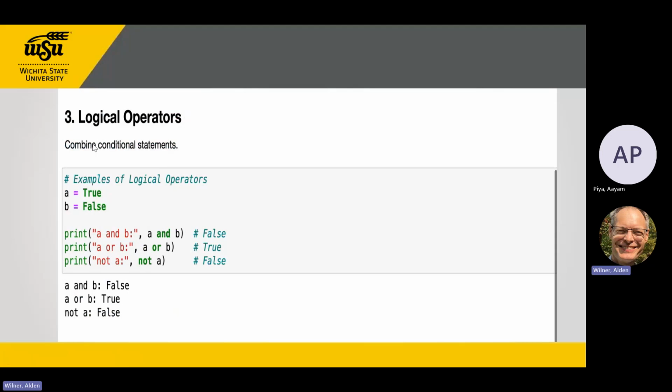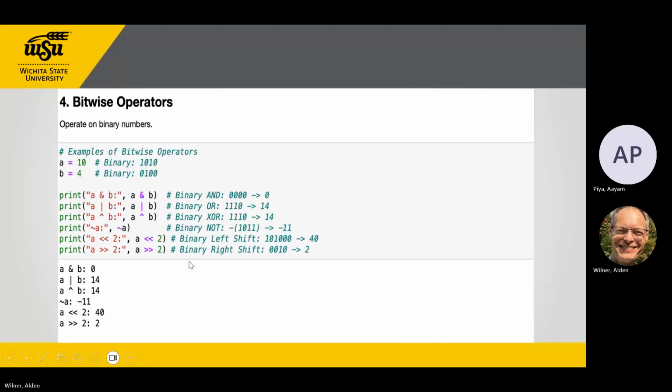Now, interestingly enough, Booleans and integers are closely related, where the integer 0 is false and any other integer is true. So if I say print A and B, well, only one of those is true, so the total of A and B is false. If I say print A or B, since A is true, that is true. If I say print not A, I'll get false. Straightforward, right?